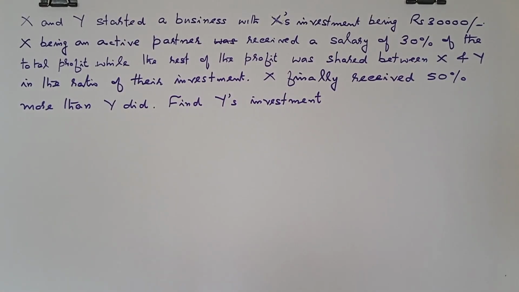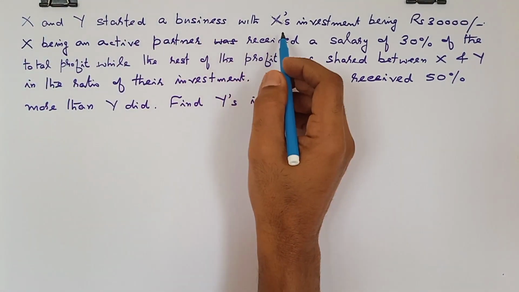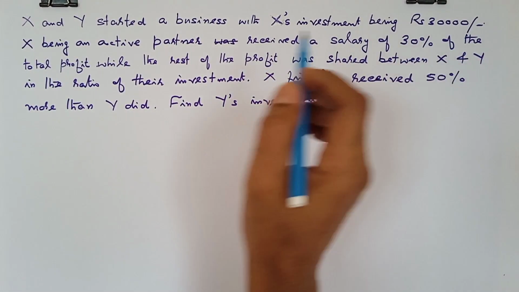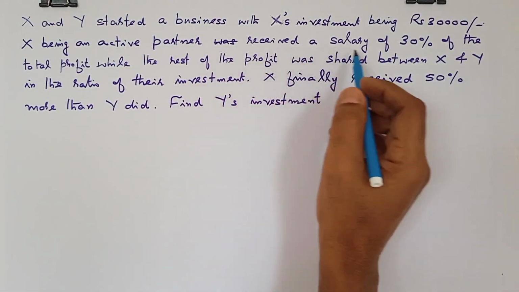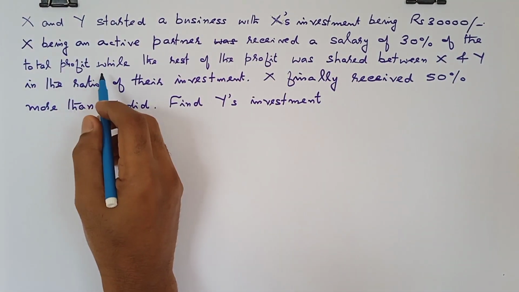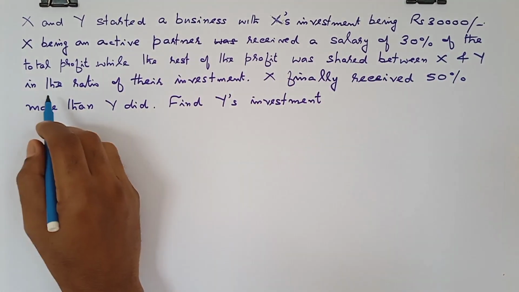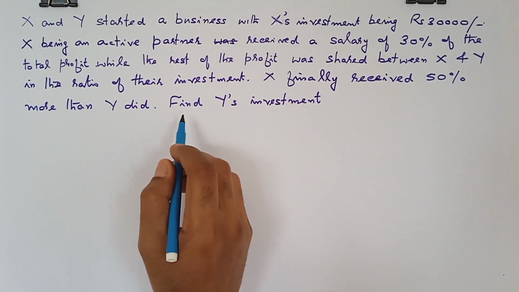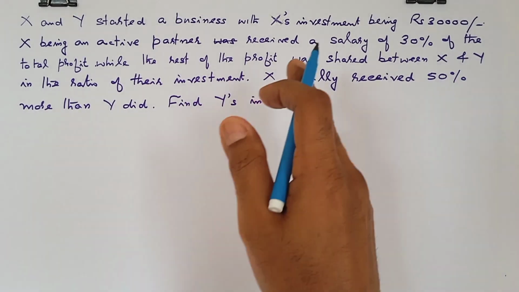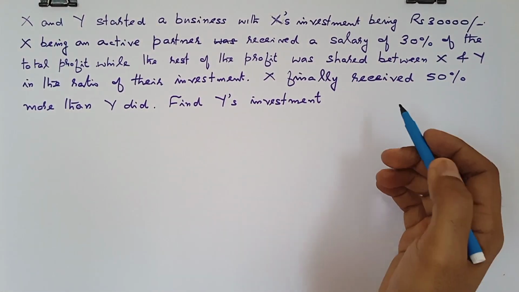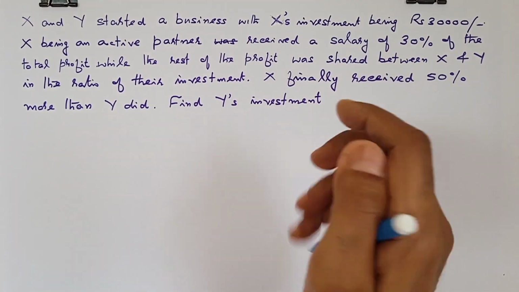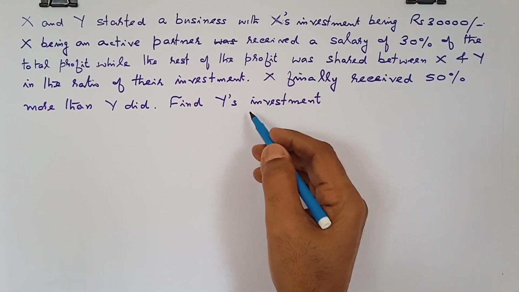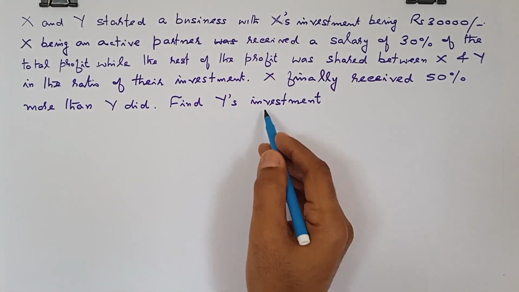Let's do one more problem using the concept of partnership. This problem is slightly trickier than the one done before. The question is, X and Y started a business with X's investment being 30,000 rupees. X, being an active partner, received a salary of 30% of the total profit, while the rest of the profit was shared between X and Y in the ratio of the investment. X finally received 50% more than Y did. Find Y's investment. We don't know the total profit generated in the business, nor do we have the ratio of their investment, because only one investment is given. We don't know the investment of Y, which is what we are asked to find out.